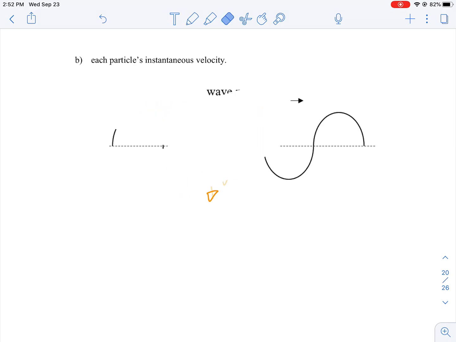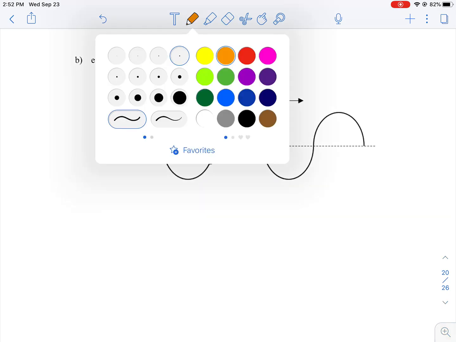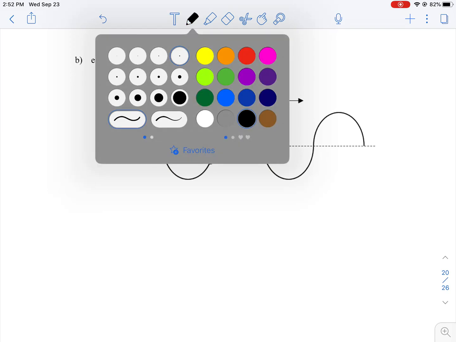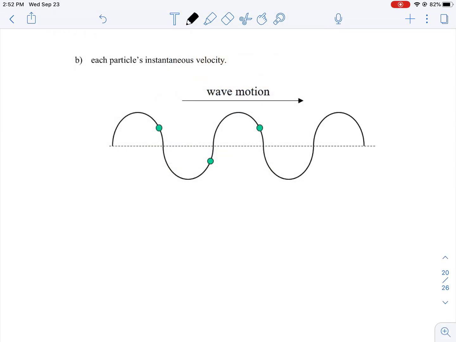I'll just erase this. The next way is drawing the wave one moment later. So if this wave moved to the right one moment later, it would look like this. It's pretty hard to draw. Anyways, can you see this is actually shifted to the right a little bit?